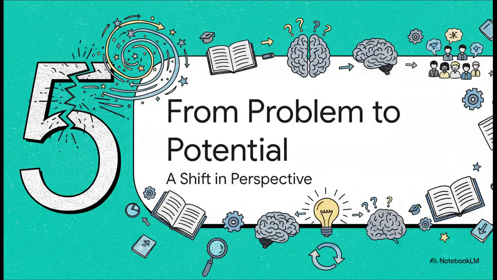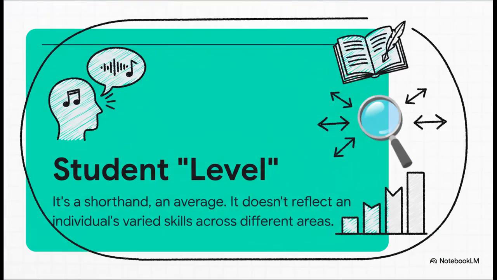Okay, so we've gone over some fantastic practical tools. But honestly, the biggest shift isn't in what you do, it's in how you think. So let's talk about how to turn this thing we see as a problem into a powerful potential. So, first things first, we have to ask ourselves, what do we even mean by a student's level? When we call a student intermediate, we're just using shorthand. It's an average, and it completely hides the reality that a student might be a brilliant speaker but really struggle with grammar, or an amazing writer who's just too shy to speak up.